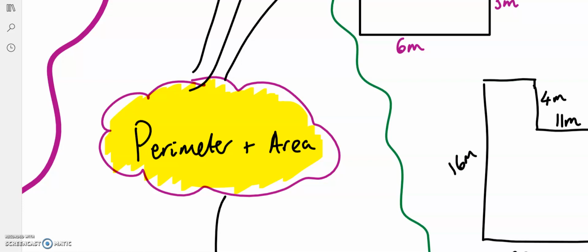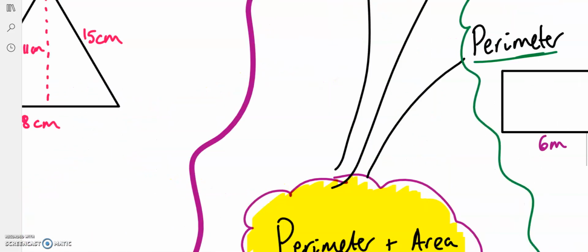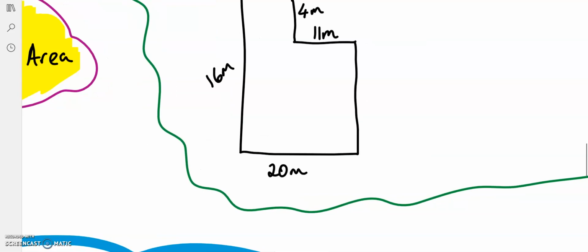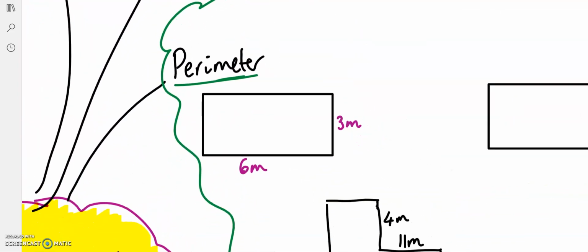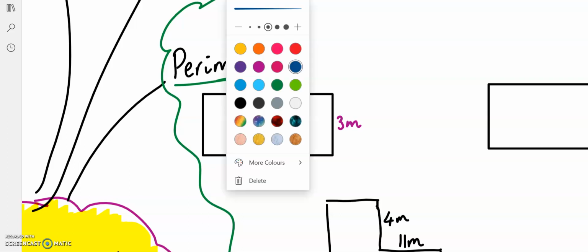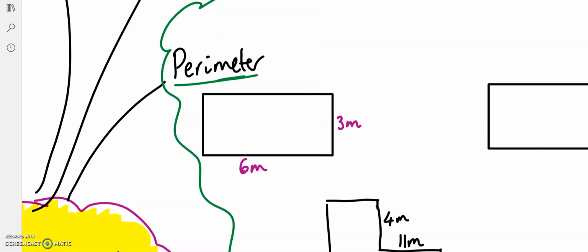In this video, we're going to look at the topic of both perimeter and area. To start off with perimeter: when we talk of perimeter, we're talking about the distance around a shape. So if we have a look at this shape here, which is a rectangle, we want to figure out the perimeter of this rectangle, and to work out the perimeter, we need to add together all the sides.